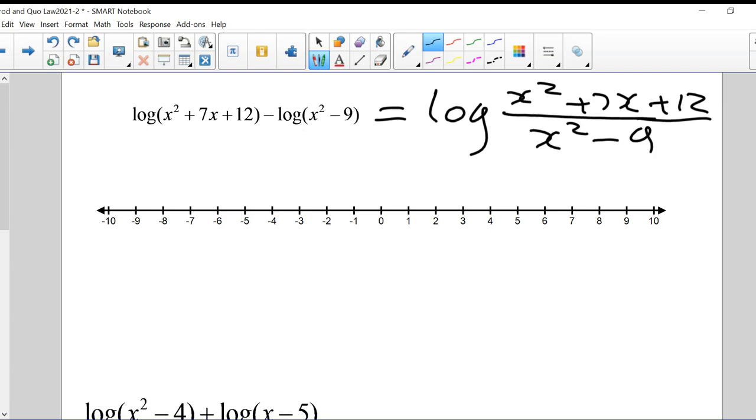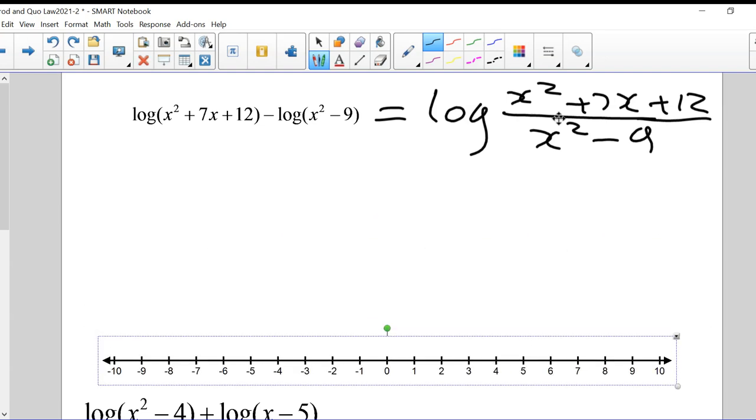I didn't use a number line before because everybody was able to see the answer fairly easily. But how about this one? Well, I think we'll definitely use a number line on this one. Let's put a number line down here a bit. I'm sure you understand that I'm going to factor the top of this and the bottom of this. So that's equal to the log of.